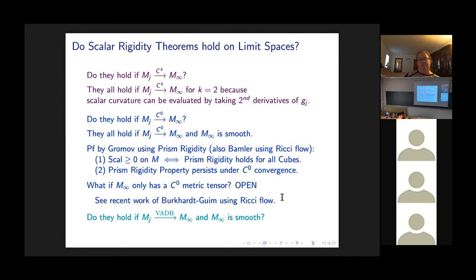And it's completely open if they hold, if you have volume above, distance below convergence from M_j to M_infinity. If you assume M_infinity is smooth, could we get this prism rigidity effect? Can we get the Ricci flow effect? Are we able to show non-negative scalar curvature on M_infinity? That's completely open. So that's one of the open problems that someone here might want to work on, because you're having the opportunity of hearing Bamler's talks as well. So you're going to learn the techniques that they have. Burkhardt-Guim was Bamler's student, graduated already. So this is a good opportunity for someone who might want to look at their techniques and apply them in a larger setting.